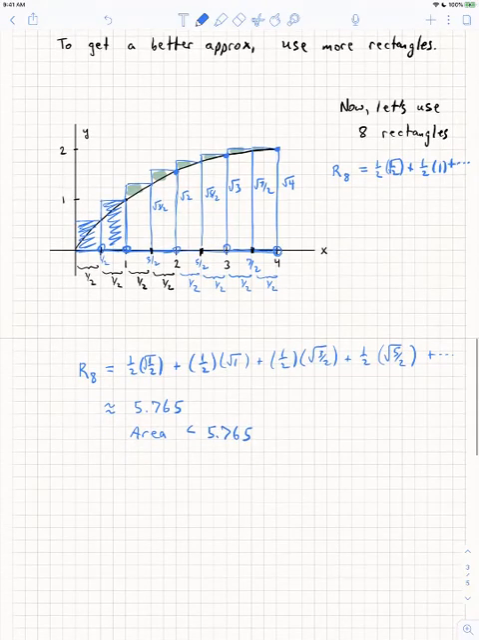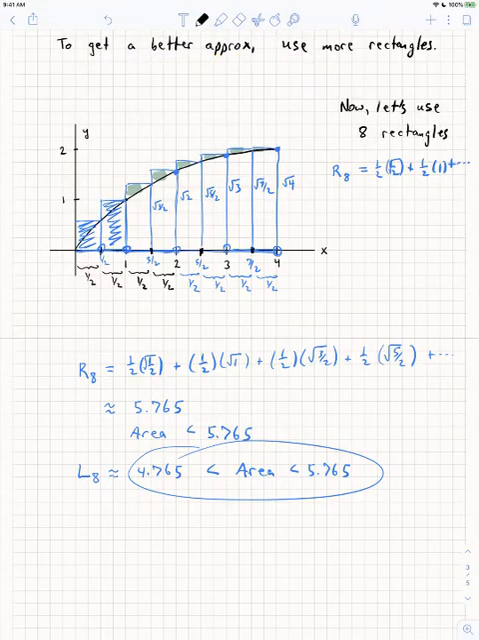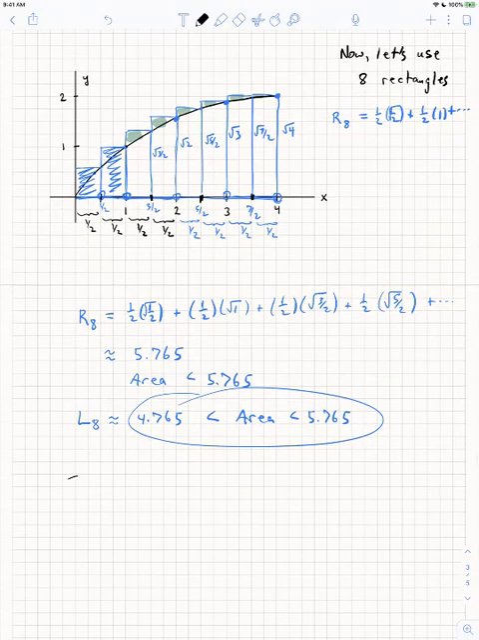You can do the same thing with the left sum, and the left sum you can show is approximately equal to 4.765. So in this case, it's going to be too small, so this is going to be less than the area, which is less than 5.765. So now we've narrowed it down a little bit more. The more rectangles you use, the closer the left sum and the right sum are going to be for this example. So to get a better approximation, use more rectangles.